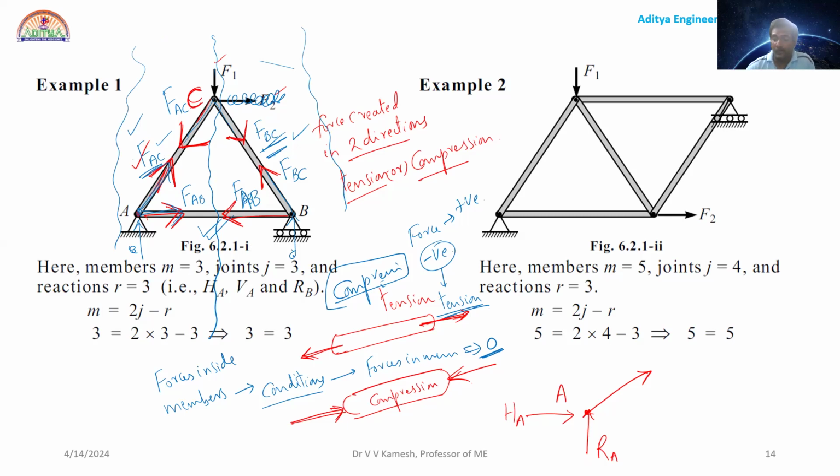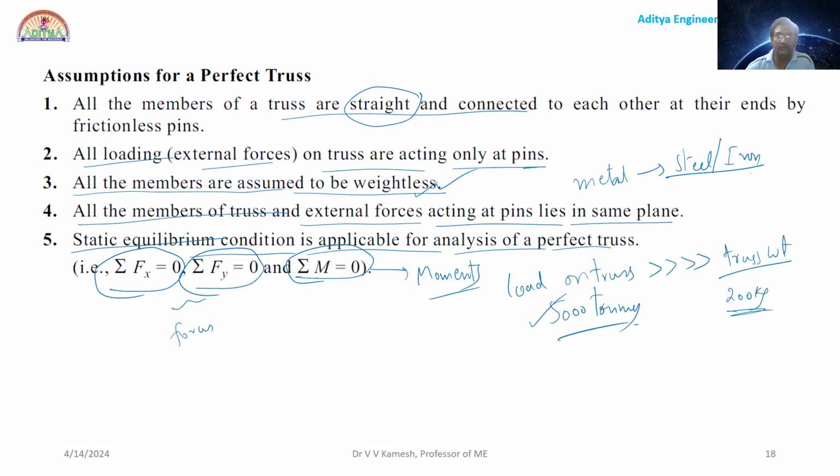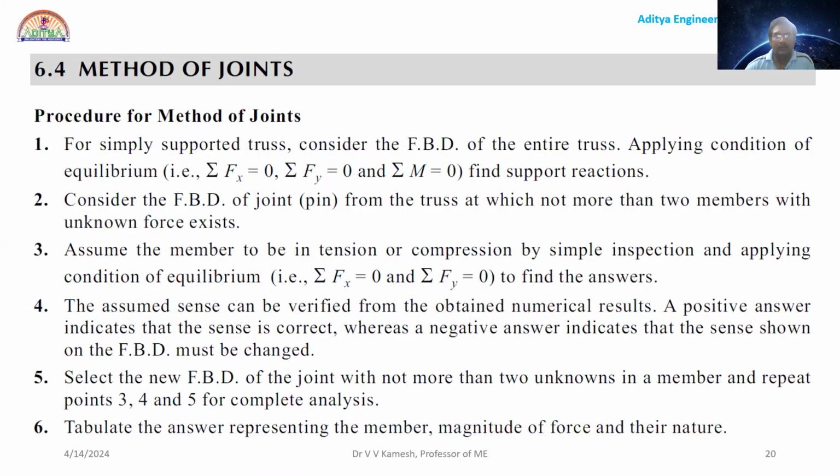And now how to find the zero force member? We will check the condition initially. So this is called the two force member concept, right? Now in the method of joints, how to proceed? The name itself is indicating that the analysis of the truss will be completely dependent on joints only, right?